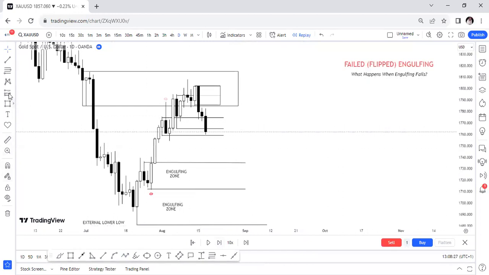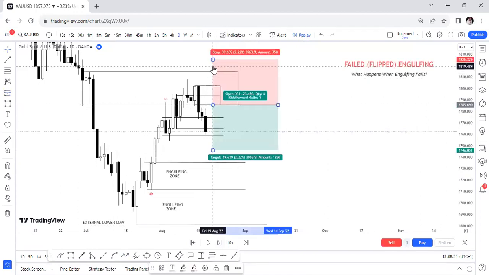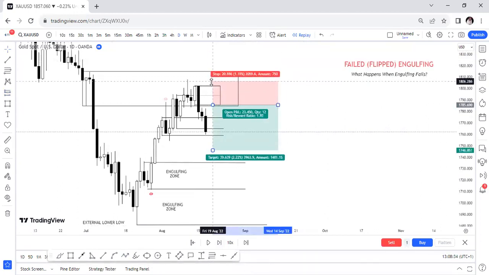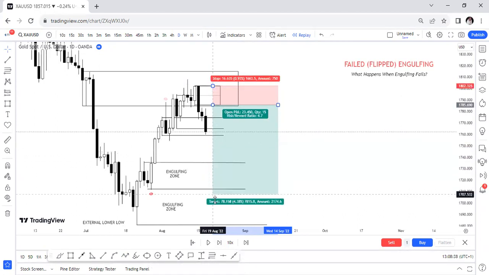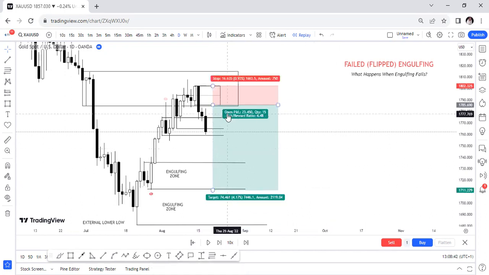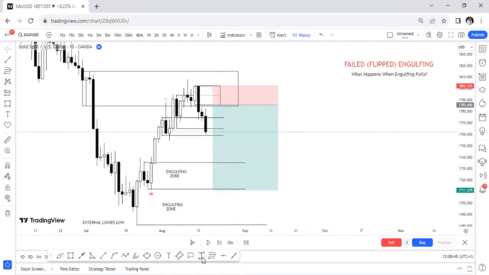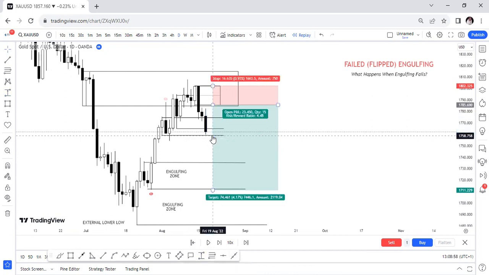You can imagine if you want to sell here, you put your entry in there, your stop loss probably around here, then your take profit could be this place. So how many pips did you already get at the retest of this place here? You got almost about 251 pips in a single day.